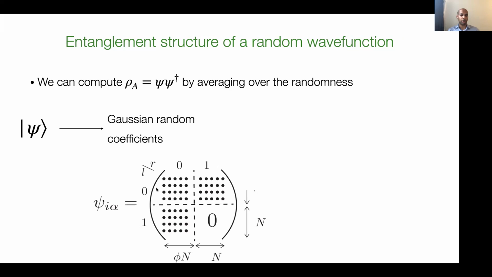But in the case of a blockaded chain, you have a big zero in here, an n by n block, which is just zero. So just to recap, psi has two indices, I and alpha. I denotes a left subsystem and the alpha denotes a right subsystem. So each element in here is one state in your system.